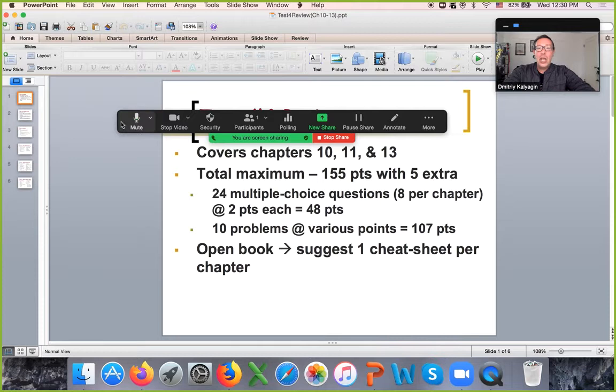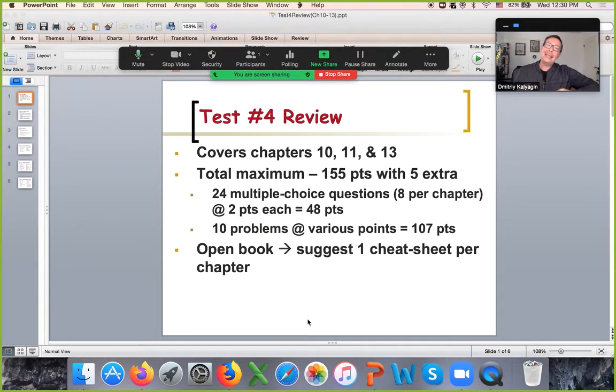Here we go. So the format of this test is exactly the same as the first 3 tests. I do not even call this test a final test because it's not comprehensive. It just covers the last 3 chapters, chapters 10, 11, and 13. We did not cover chapter 12, which will be covered in Business 1B Managerial Accounting when you take it next semester. If you pass this class, I hope you do.